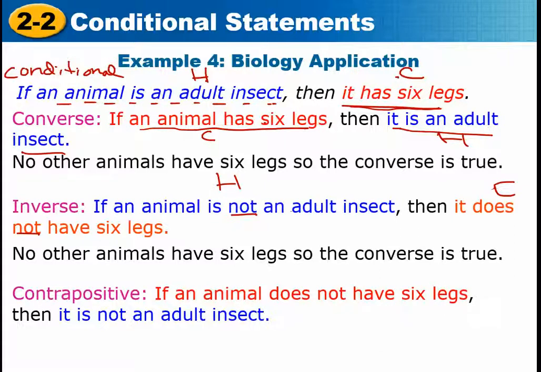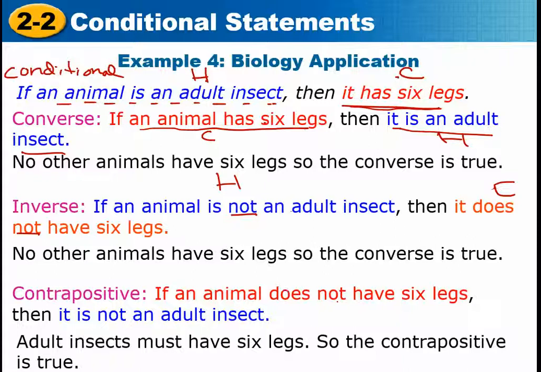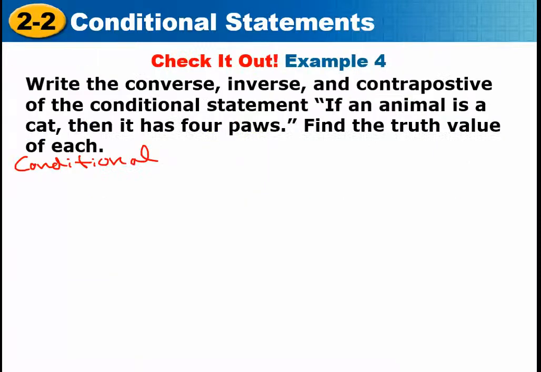Okay, now the contrapositive is when you switch the hypothesis and conclusion around and you put the word not in both of them. So if an animal does not have 6 legs, then it is not an adult insect. And that is also true because of the science facts on the page before. Adult insects must have 6 legs. So if an animal does not have 6 legs, then it's not an adult insect, is a true statement. So these were all true. It's not that often that every statement will be true. There's often pairs of true statements and pairs of false statements.